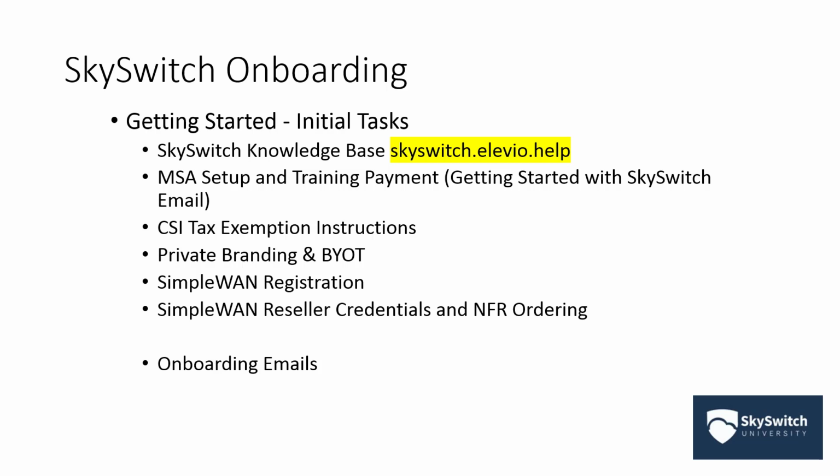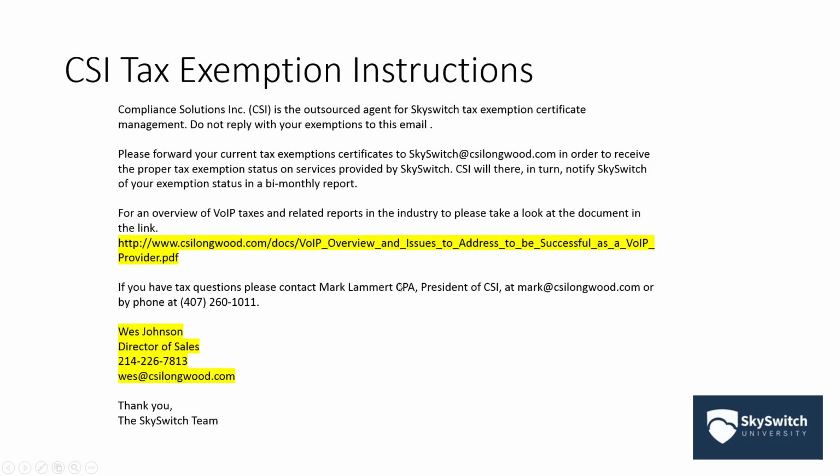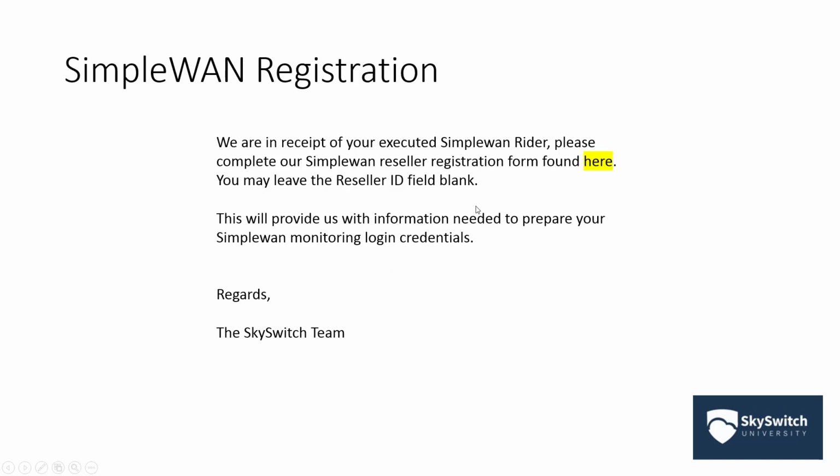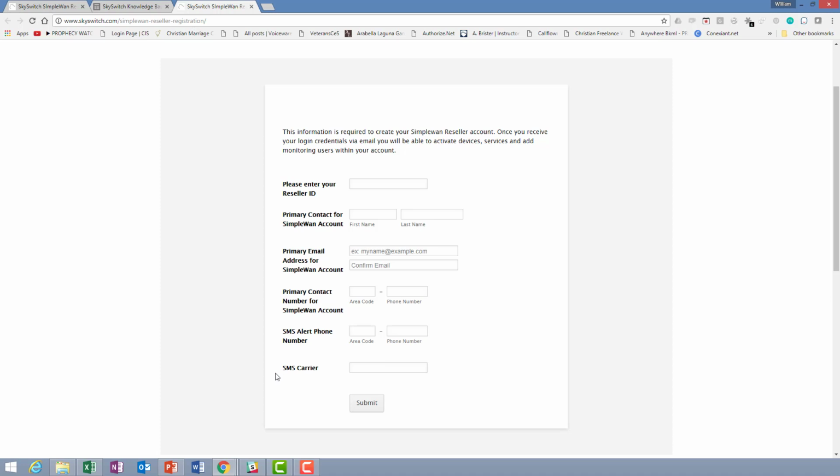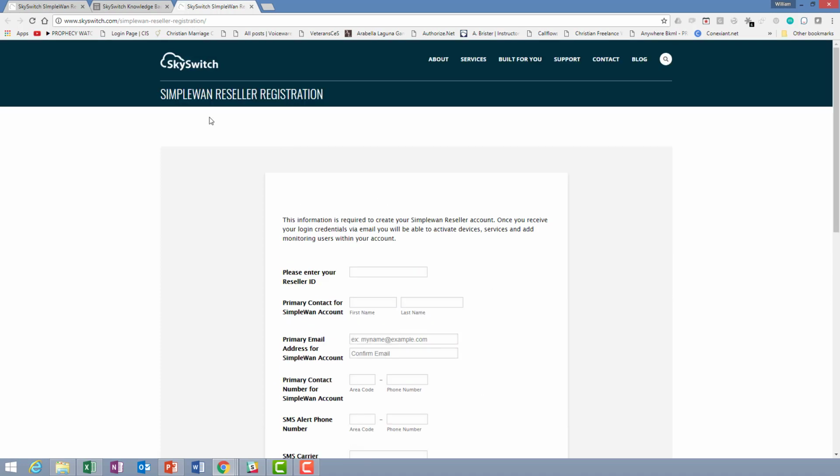Okay, so the next email you're going to receive is a simple request to start or to complete your Simple WAN registration. So that email is going to look like this, and there's going to be a link here, and you're simply going to fill out this form. So here is the Simple WAN reseller registration form. This is what it looks like. This is what you're going to fill out, and you're just completing some information here. And what you're doing is you're signing up as a Simple WAN reseller.